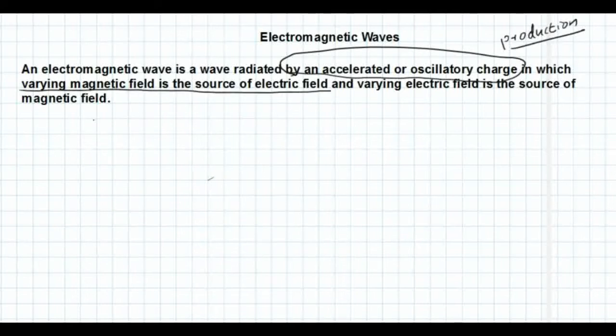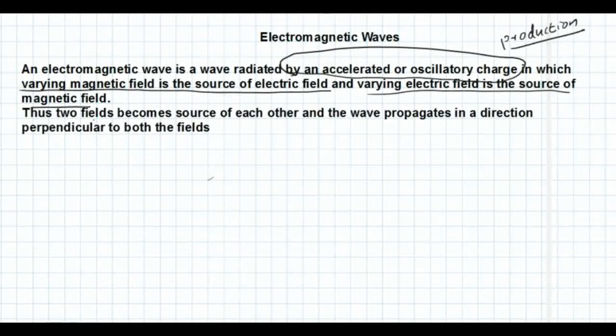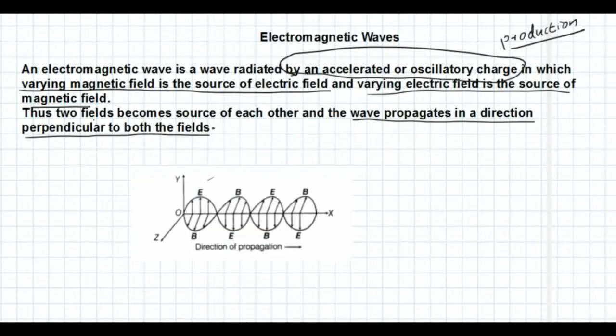Similarly, a varying magnetic field is the source of electric field and also a varying electric field is the source of magnetic field. Thus, the two fields become the source of each other and the wave propagates in a direction perpendicular to both the fields. So the direction of propagation of the wave is perpendicular to both the electric and magnetic fields. That is the point.